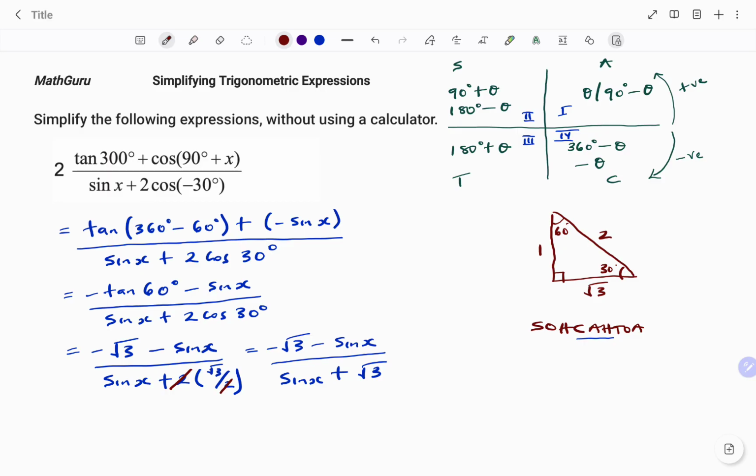Now that I have that, what I'm going to do next is to factorize negative 1 at the top. I'm left with positive root 3 plus sine x over sine x plus root 3. And we know that by the addition rule, a plus b is the same as b plus a. Therefore, root 3 plus sine x is the same factor as sine x plus root 3. So therefore, my final answer is negative 1.